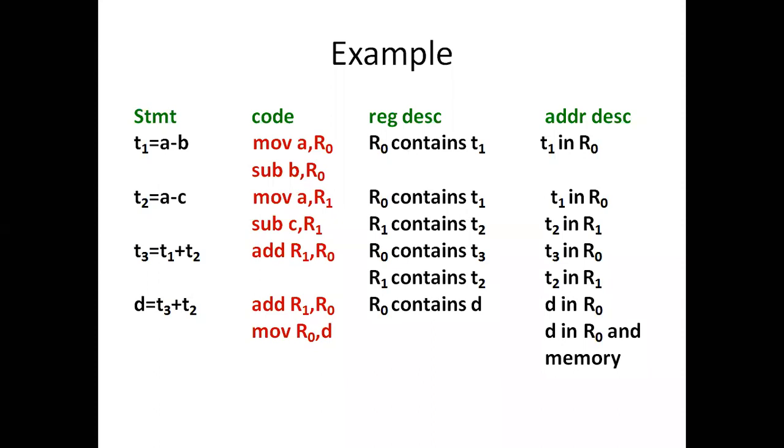In the next class what I'm going to discuss is a simple algorithm, the algorithm for code generation using get registers. And if the expression is in the form of operator, operand 1 and operand 2, then by using this algorithm we can generate the code.